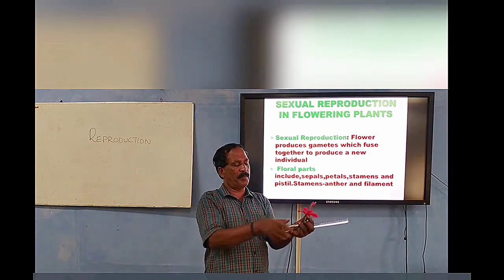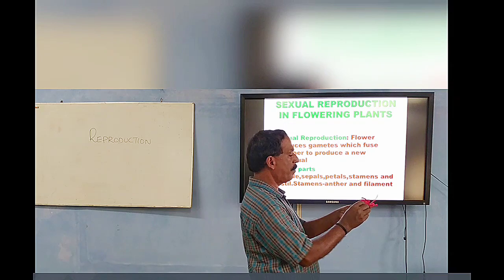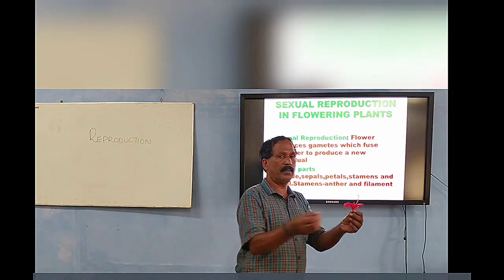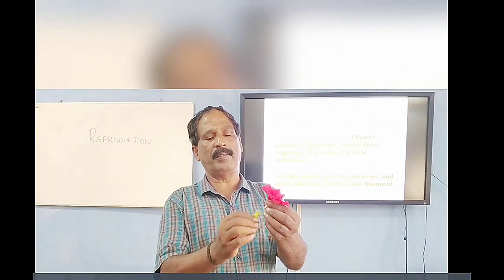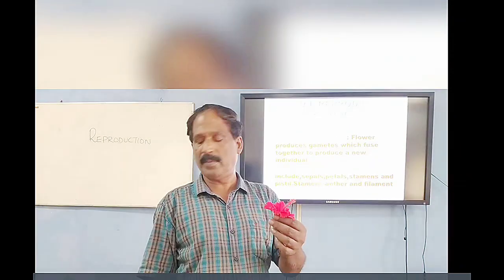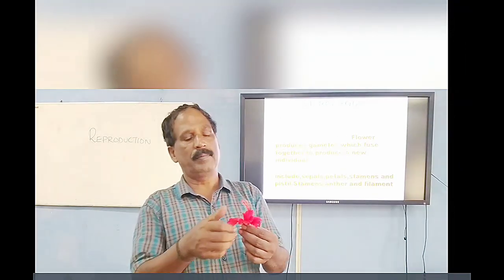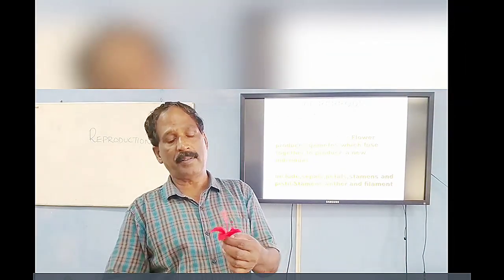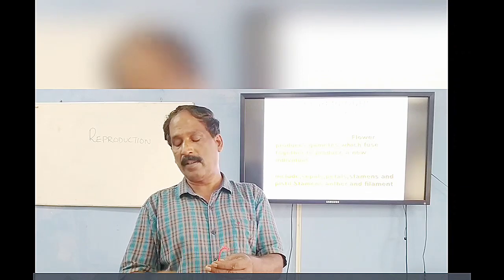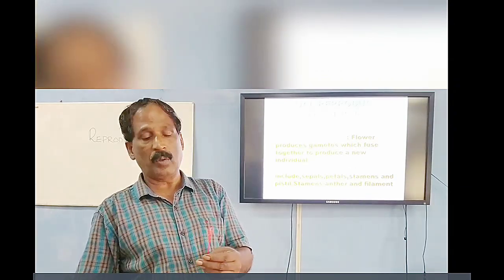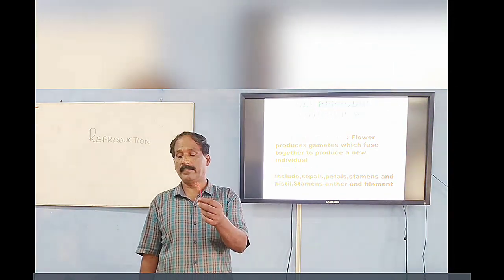It has the first part in a flower, that is this one, sepal, and sepals combined form the calyx. Then petals are there. These are petals. The petals together are collectively called the corolla.